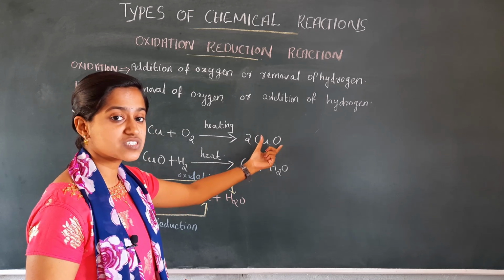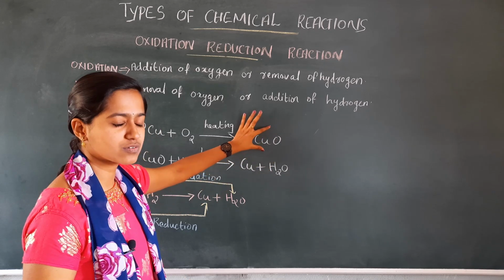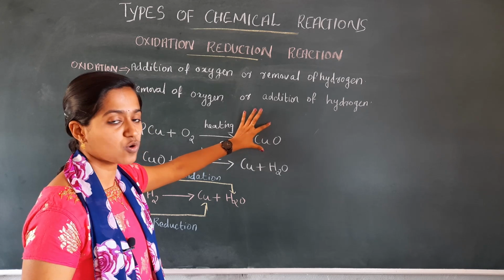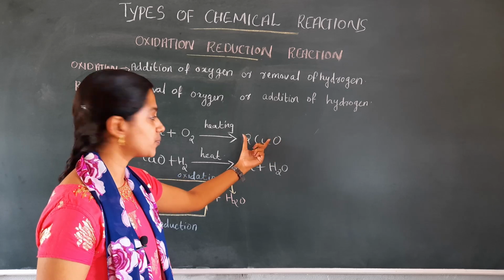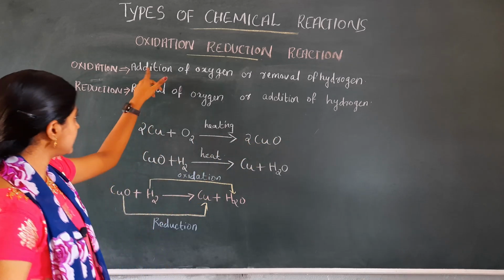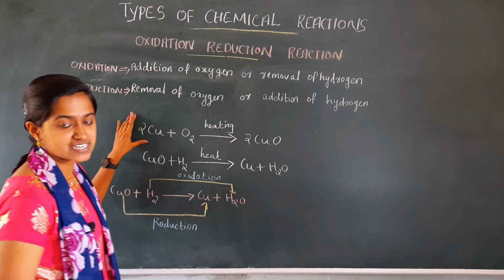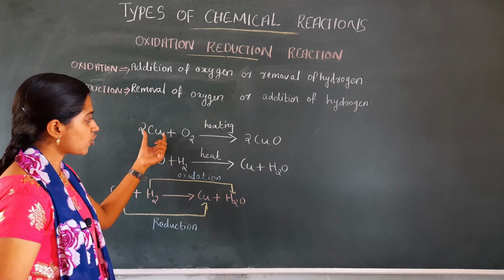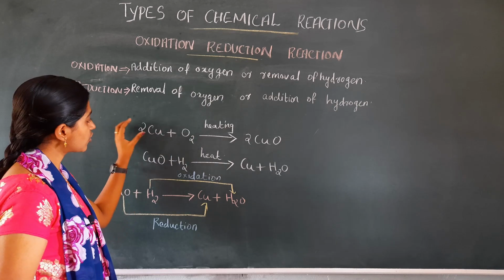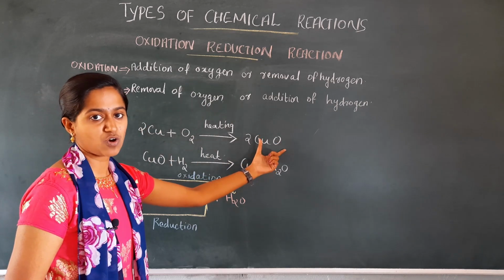That means the oxidation state of the copper formed is 2 plus. So the formed product is copper(II) oxide or cupric oxide. From the definition we know that an oxidation reaction is the addition of oxygen. So here also, oxygen is added to the copper. So copper is oxidized to cupric oxide.